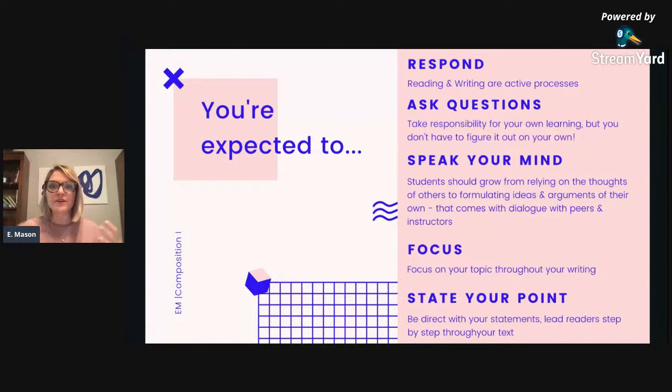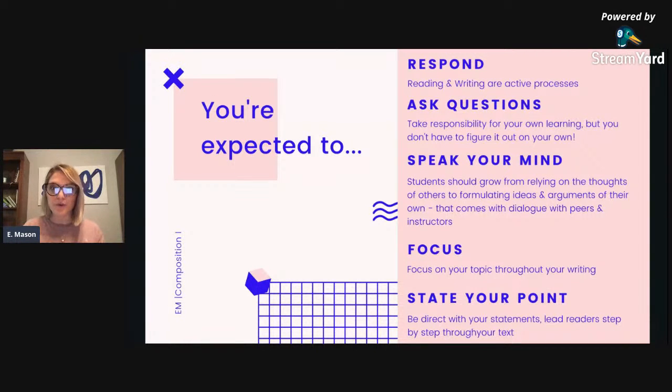Focus. When you start writing, you need to focus on your topic throughout your writing. Directly in your introduction, you tell exactly what you're going to talk about with your thesis statement. And you use that thesis statement as a thread going through the full paper all the way to the conclusion. That thread ties the whole paper together.